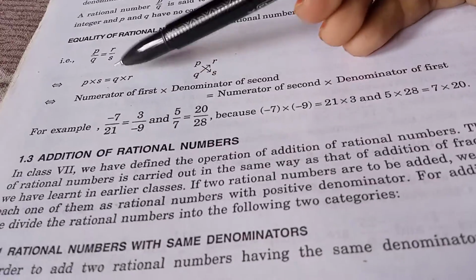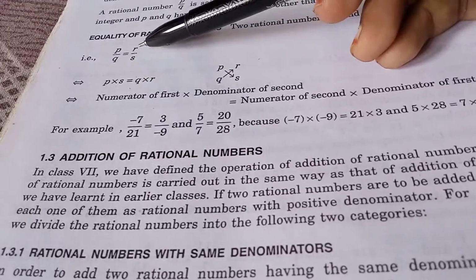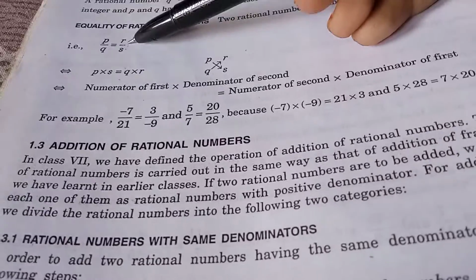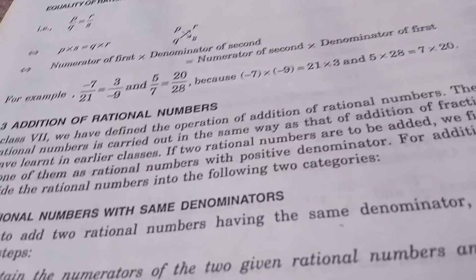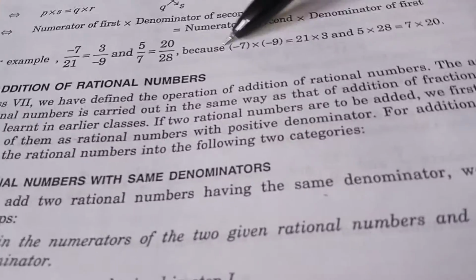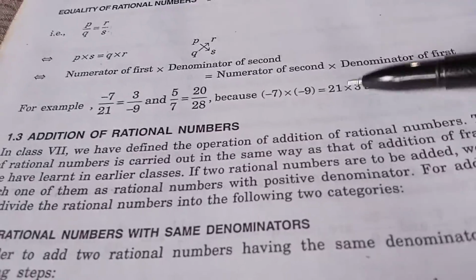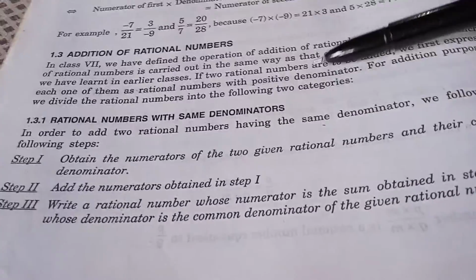Okay, now what it has been told is that p by q is equal to r by s. Here it has only explained how to do it. What I have explained to you is also written here, you can read it. Now after that, the last topic of today, that is addition of rational numbers.